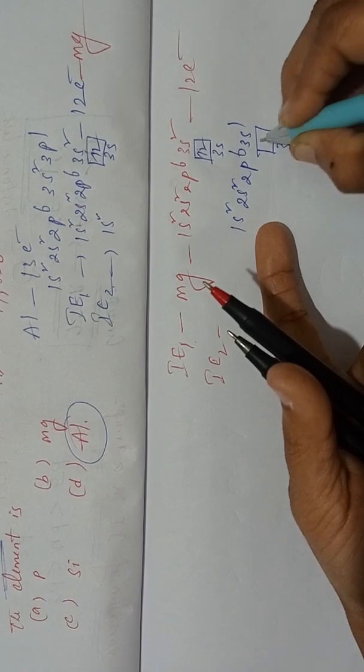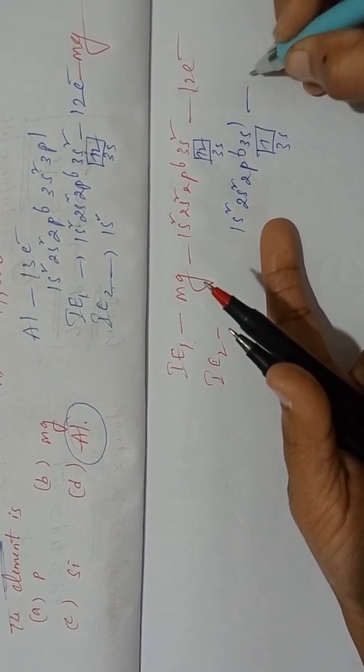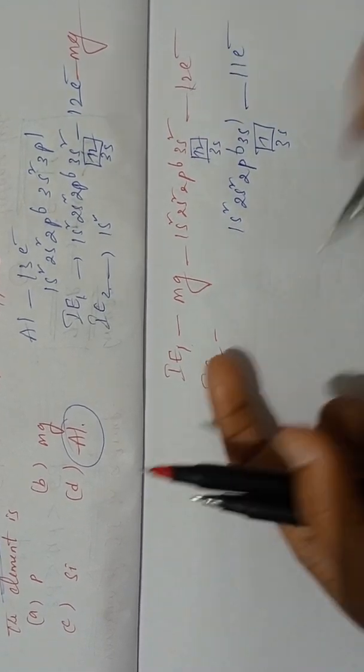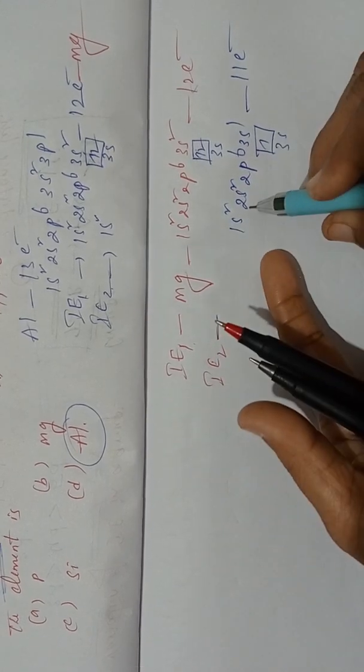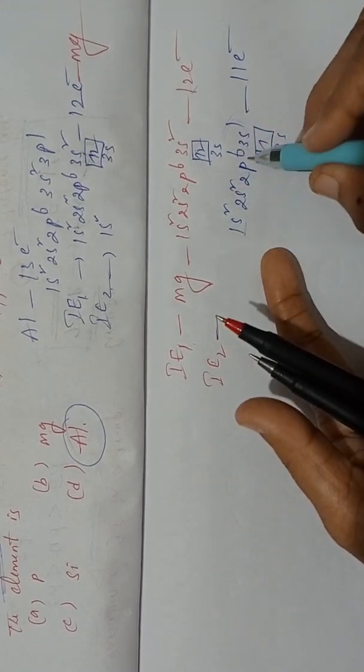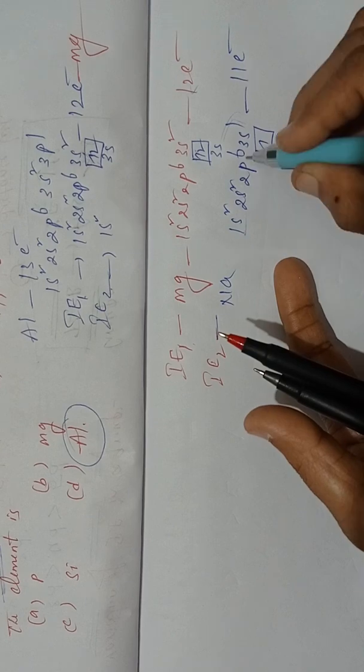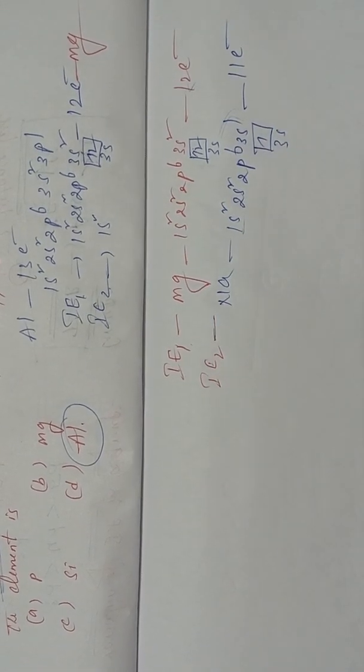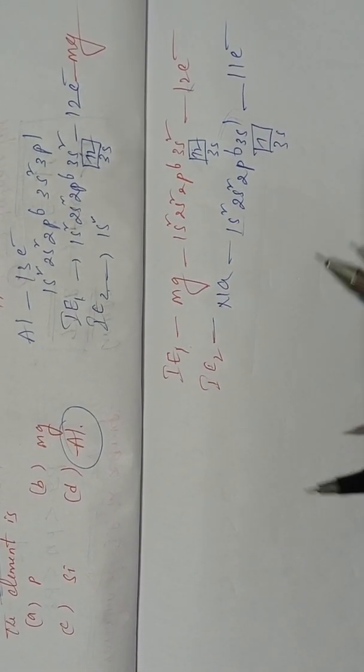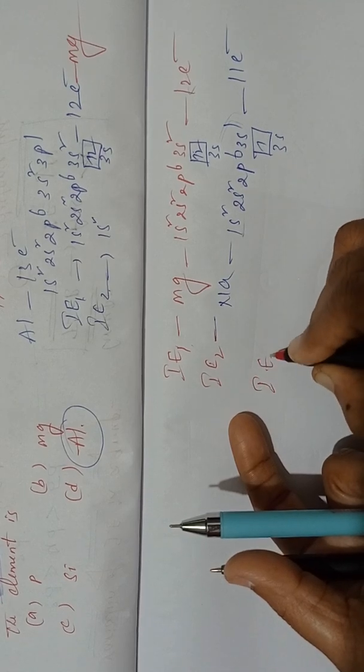Okay, 3s1. Here one electron is lost. Total 12 becomes 11 electrons. This was magnesium, and this is the electronic configuration of sodium, correct? 1s2, 2s2, 2p6, 3s1. Clear? This one. Now IE3 I am going to calculate.